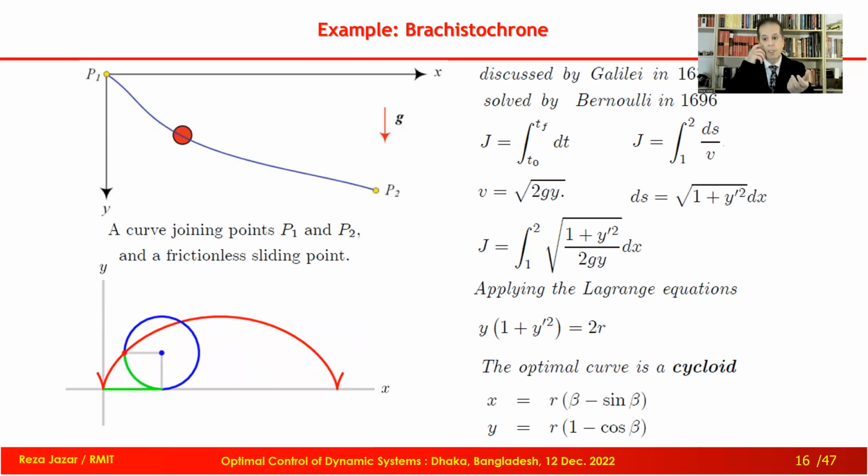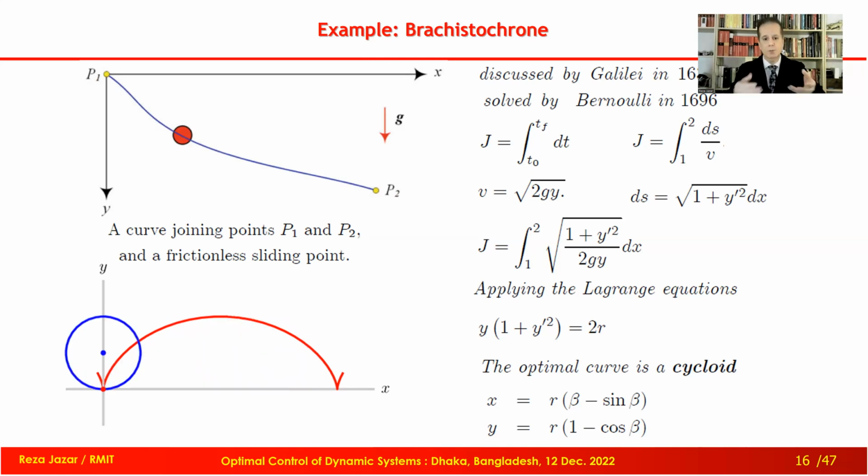Actually, that problem was initially introduced by Galileo 50 or 60 years before that. And Galileo didn't have any mathematical proof for that. But by experiment, he found a wrong solution that I'm going to talk about. Let me get back to this. Brachistochrone is the name of this problem.